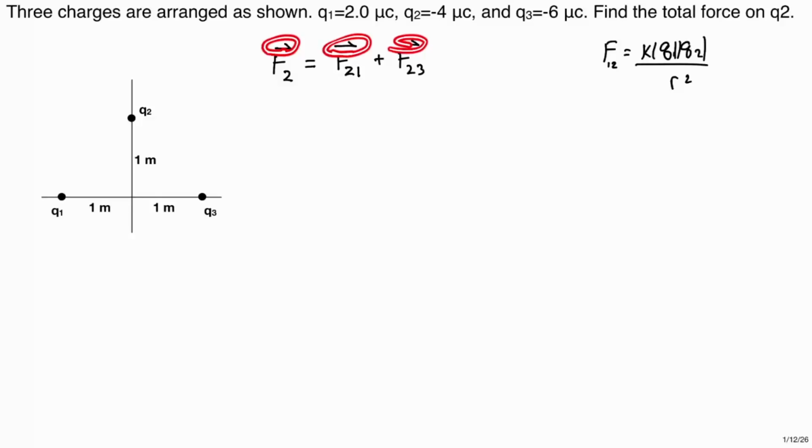This is where we fall back on our knowledge of opposites attract, likes repel. So what do we got here? Charge 1, what kind of charge is charge 1? It's a positive charge, right? It says 2 microcoulombs up here. And then charge 2, what kind of charge is it? It's a negative charge. And charge 3? Also a negative charge. I like to put it on my diagram just so I can remember what's going on. So if I wanted to look at the force that exists on charge 2 because of charge 1, what direction would it be going?